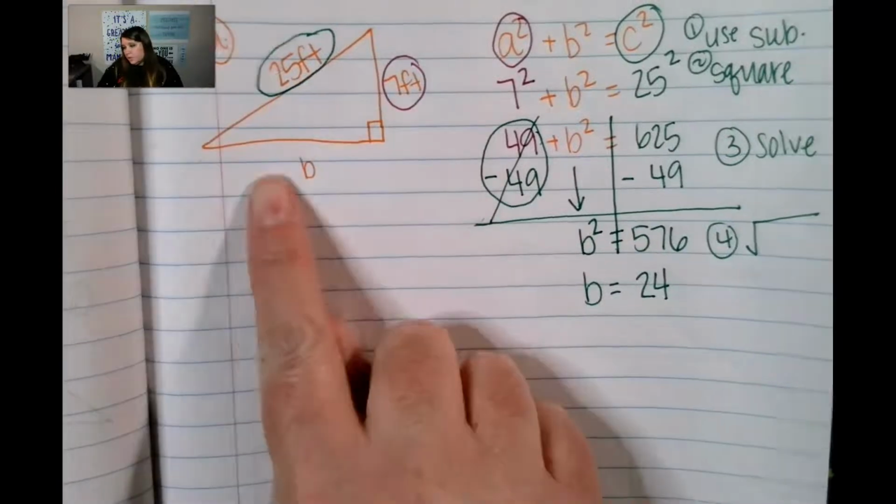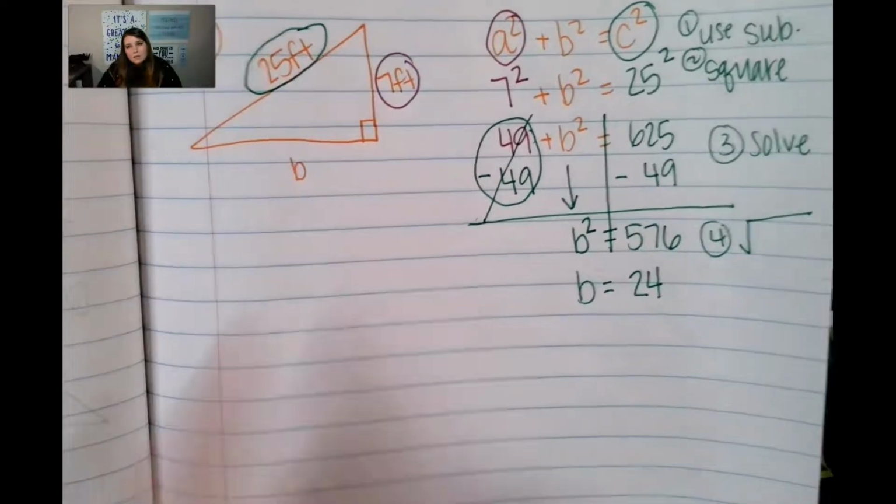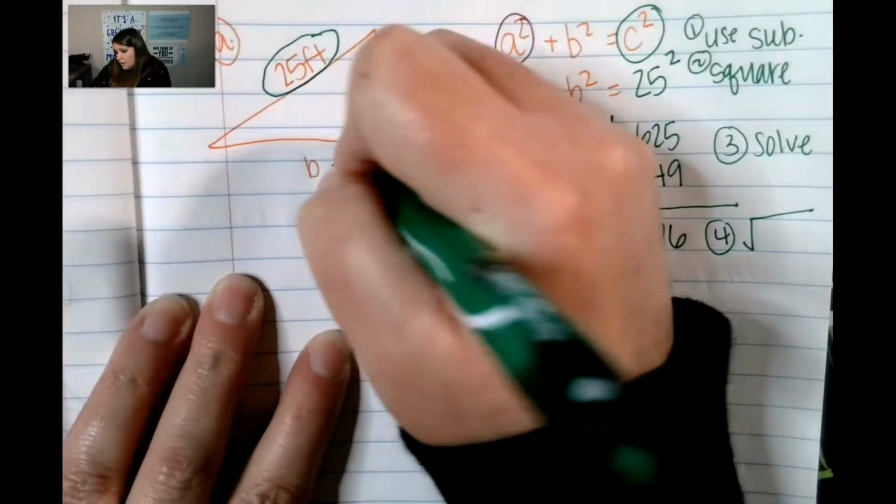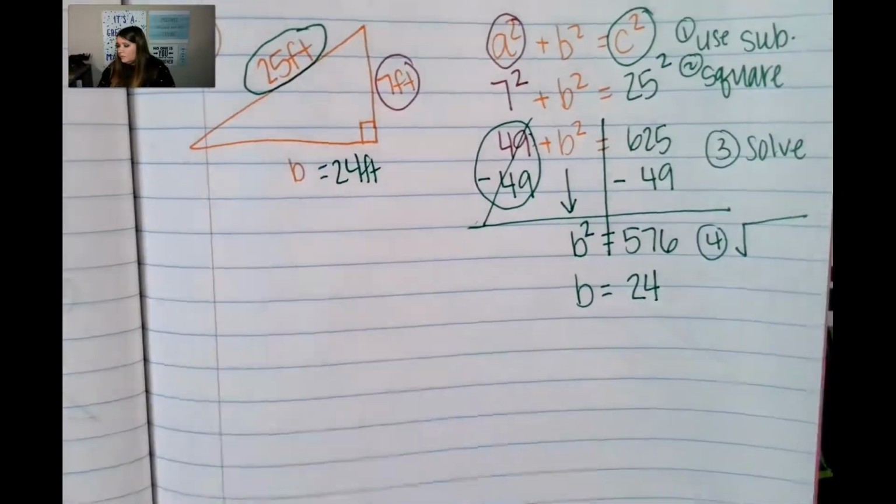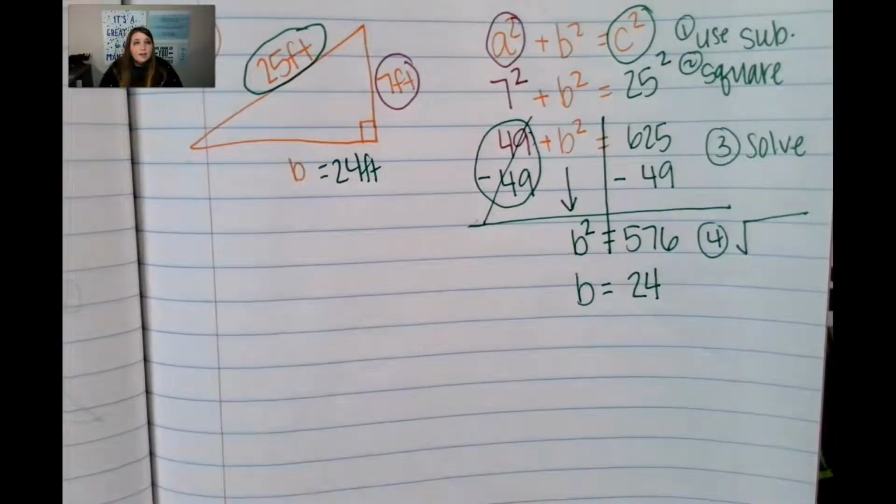So when I look at this triangle again, I can see that B is 24 feet. All right, let's do another triangle.